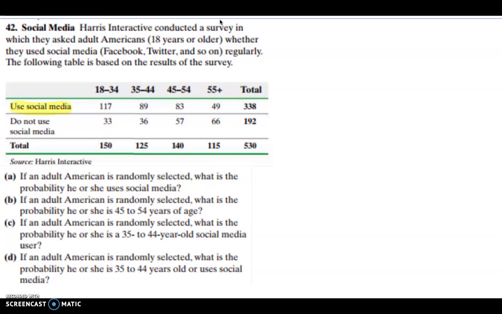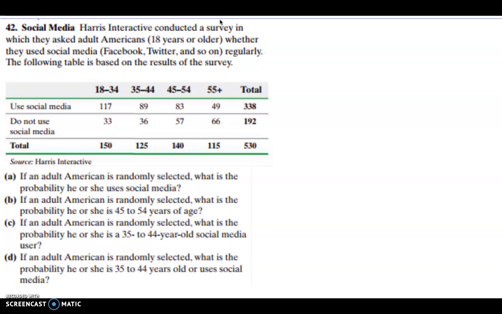So, for example, use social media, those 18 to 34, there's 117. This is called a two-way table. There were 338 who used social media total out of 530 total participants. So it's just a way to look and read these. And then the number of people ages 35 to 44 is 125. So that's kind of looking at the rows and columns.